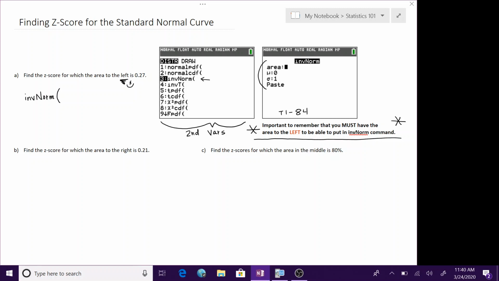Now again, we need the area to the left to begin with, and we have that: 0.27. And then also remember, for a standard normal curve, we always have our mean equal to 0 and our standard deviation equal to 1. So it's just going to be 0 and 1.